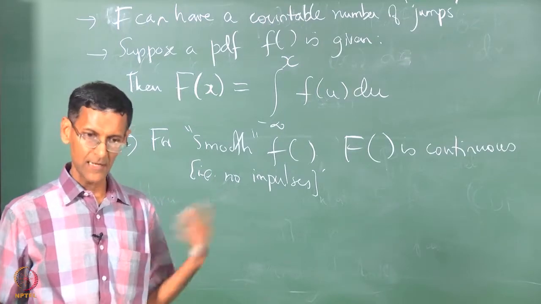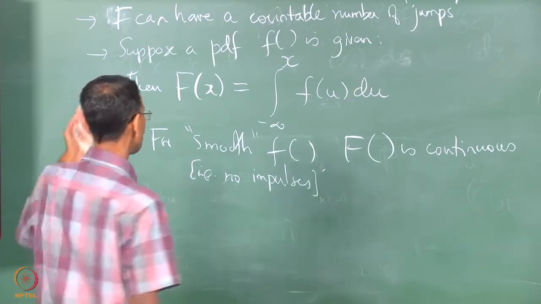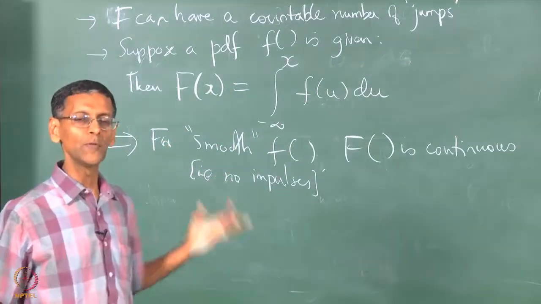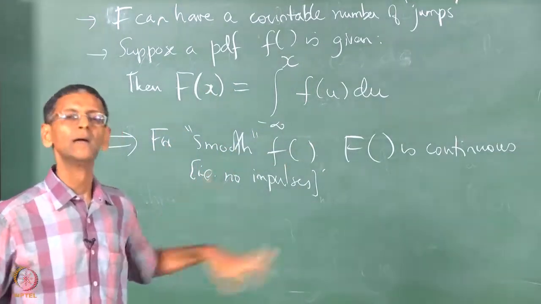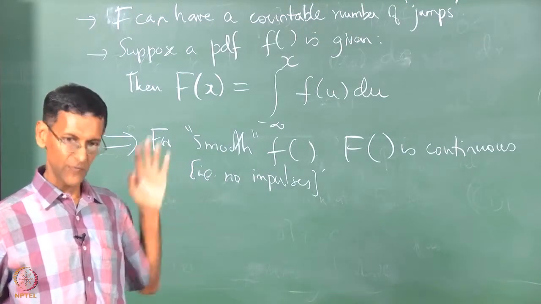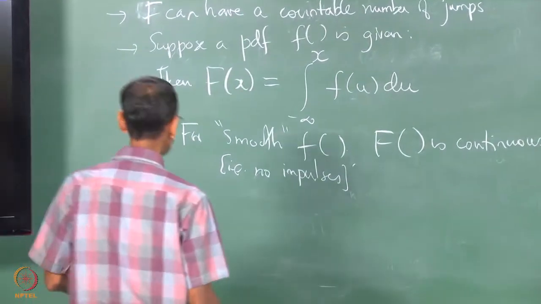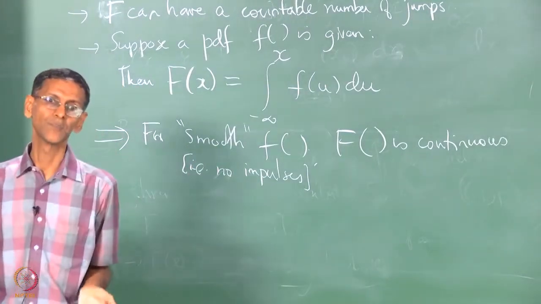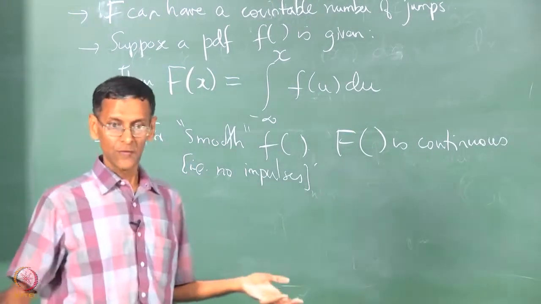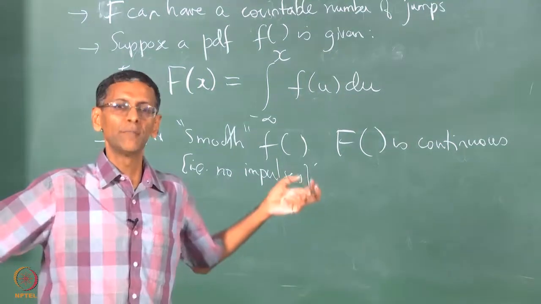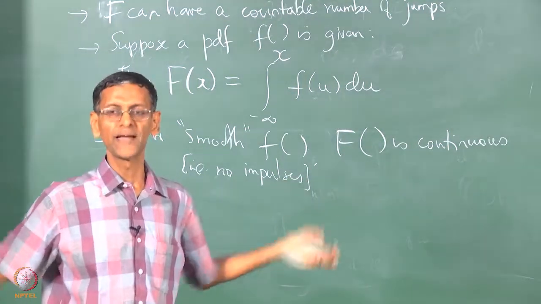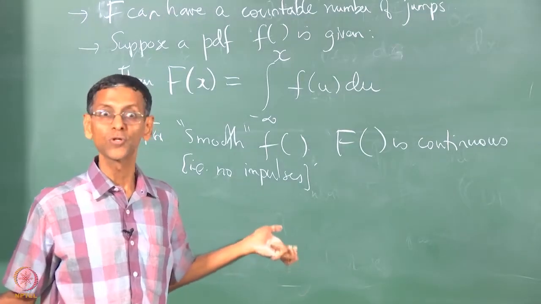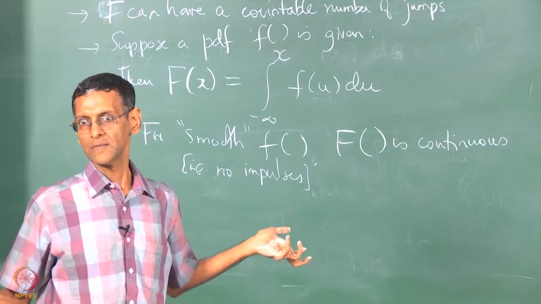As I said some 10 minutes back, the constraint on small f is that at best what we will look at in our models will be continuous with a finite number of jumps, and that we will include in our definition of smooth. For example, 0 from minus infinity to 0, then 1 by 2 pi from 0 to 2 pi, and then 0 afterwards. That is perfectly okay. That is what we call a smooth f.